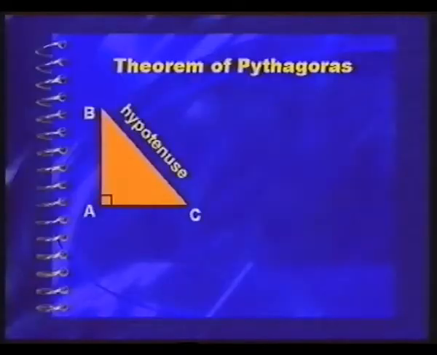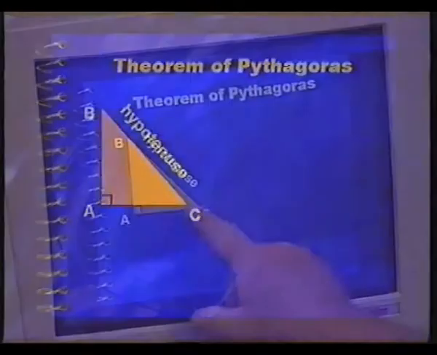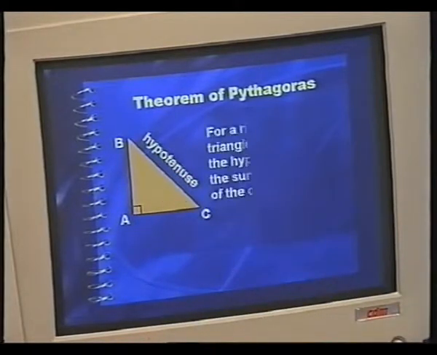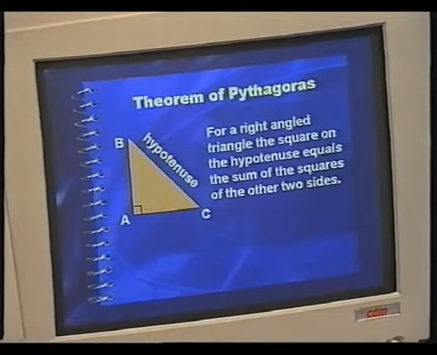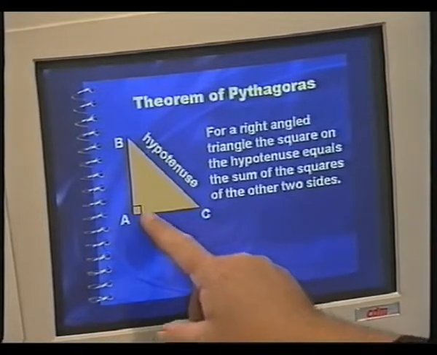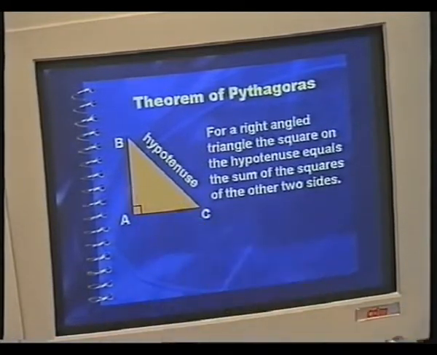Let's have a look at what the Theorem of Pythagoras is. You all have heard of that. When we've got a right-angled triangle, then the longer side, that is opposite the right angle, is called the hypotenuse. And when you square the hypotenuse, you'll find that to be equal to the sum of the squares on those other two sides.